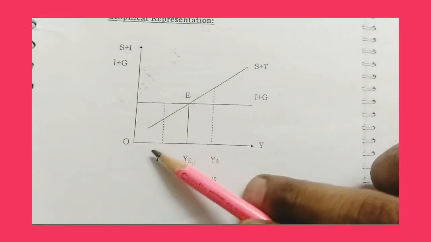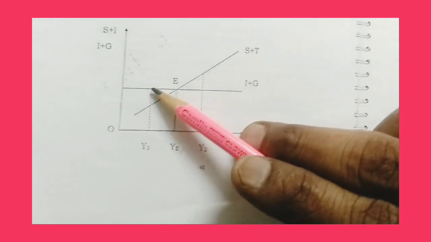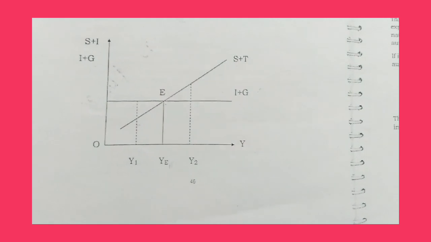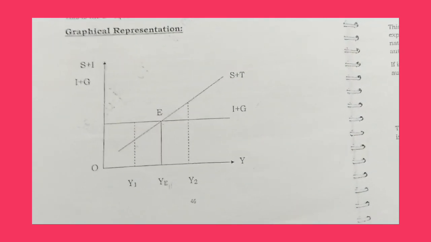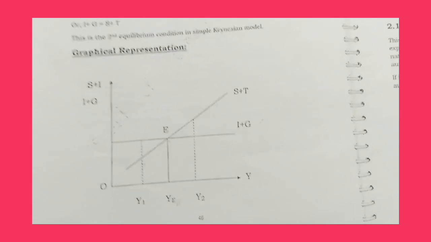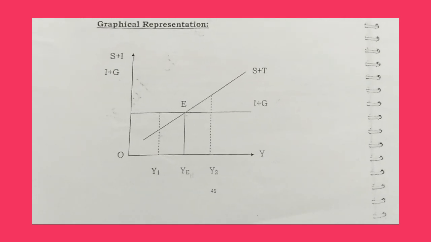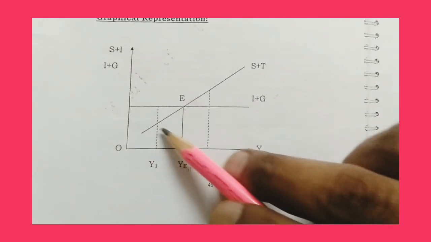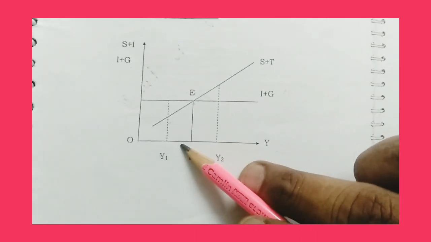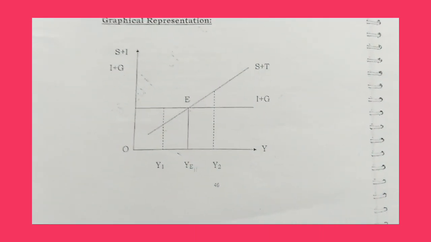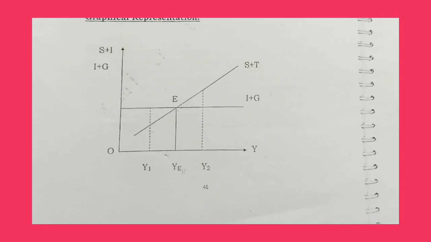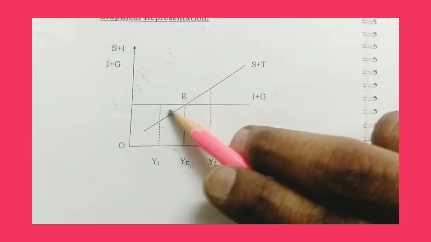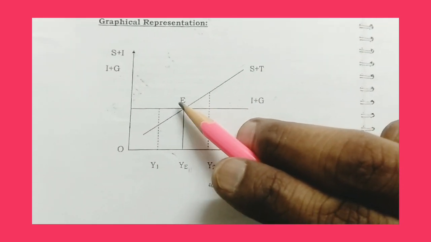At Y1, look here, I plus G is greater than S plus T. This implies that aggregate demand exceeds aggregate supply. So there is unintended inventory depletion. As a result, producers will produce more. So this will increase the national income. This process will continue until aggregate demand equals aggregate supply. Both are equal at point E.